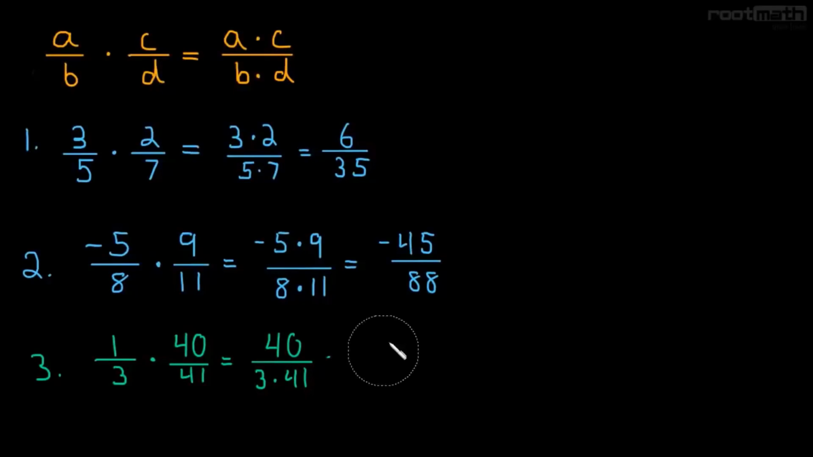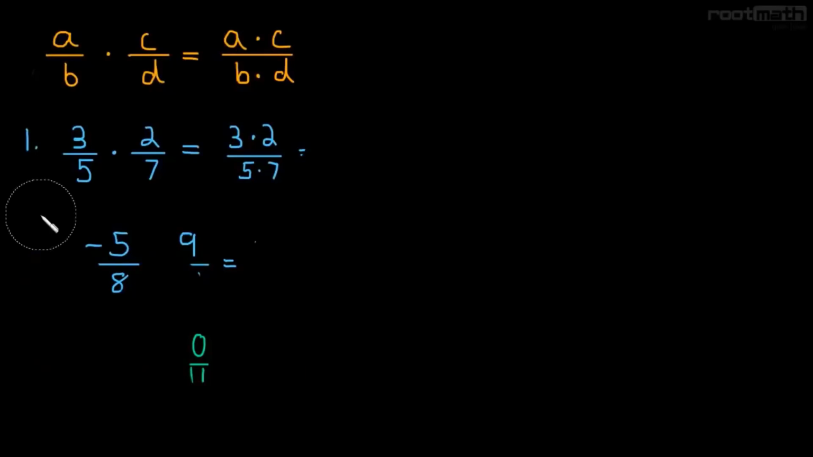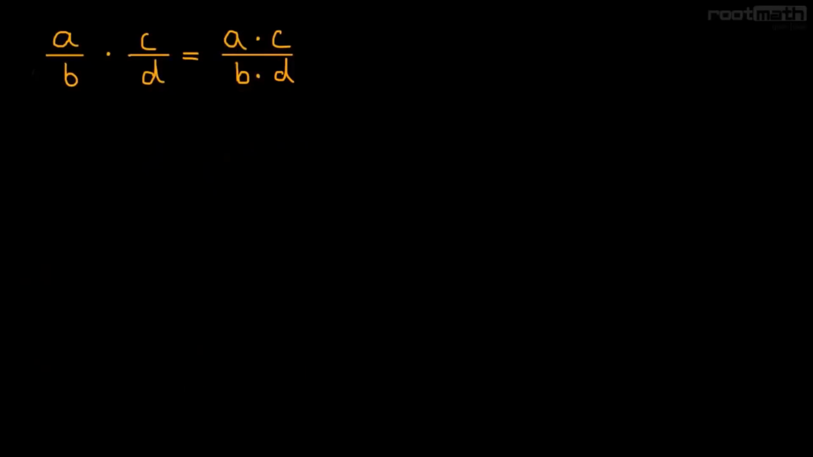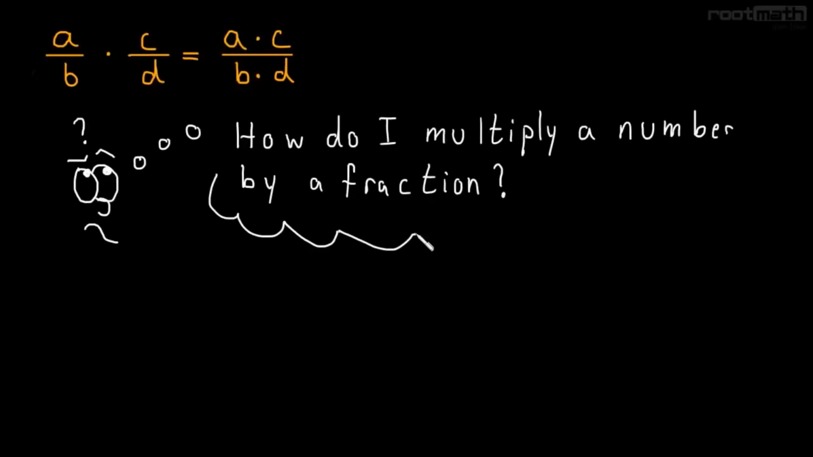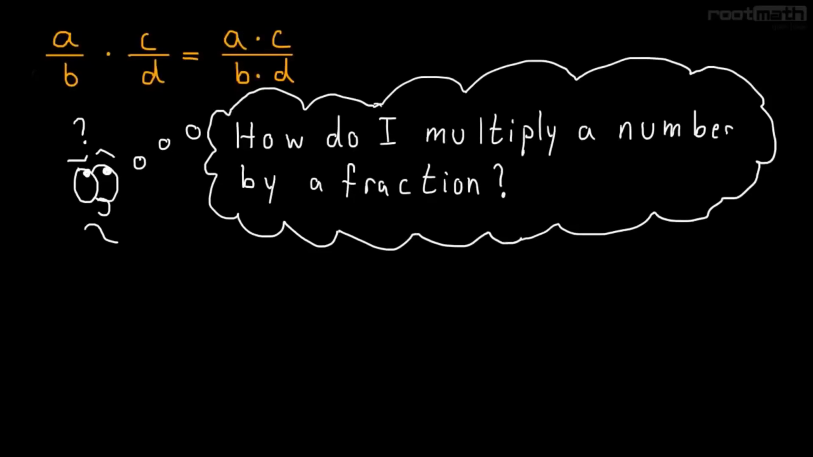Okay, so we figured out how to multiply fractions. It's really, really simple. But you might have a question lingering. And that question is, how do I multiply a number by a fraction? We know how to multiply fractions by fractions, but let's see an example of multiplying just a number by a fraction, an integer. So for example, 7 times 2/3.